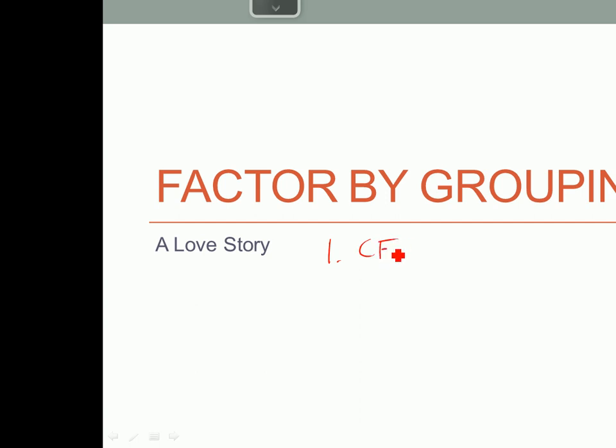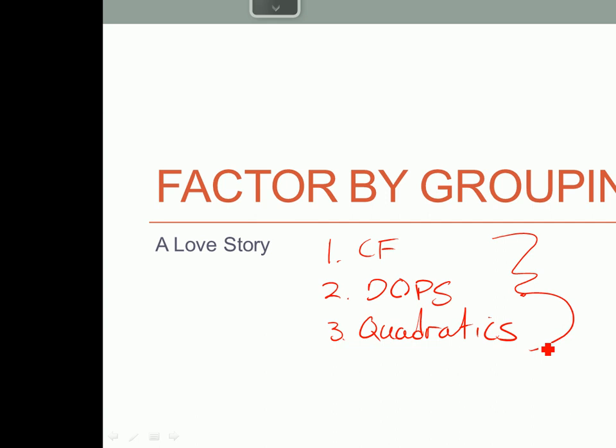1, we have common factors, right? 2, we have my good old buddy Dobbs, difference of perfect squares. And then 3, we had quadratics, right? Now, factoring by grouping kind of deals with all of these right here. So you can use grouping with all of those, which is why it's a form of those kinds of factoring.